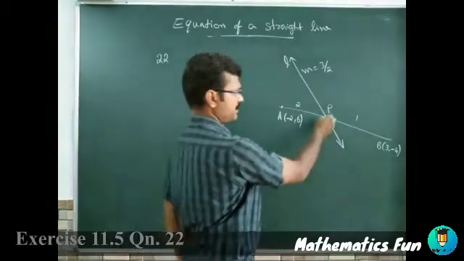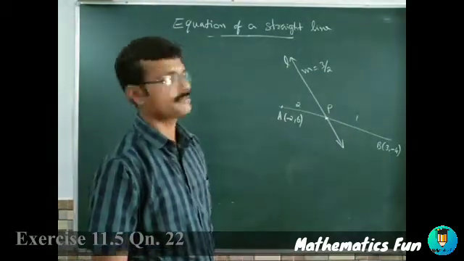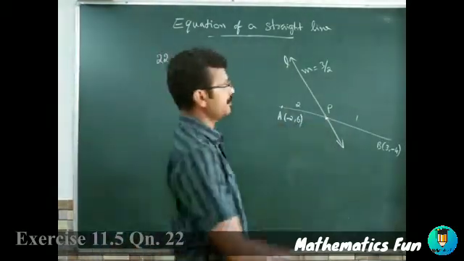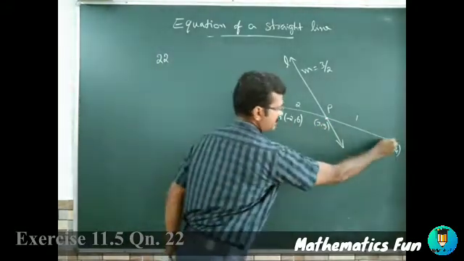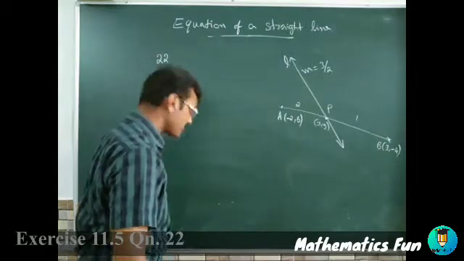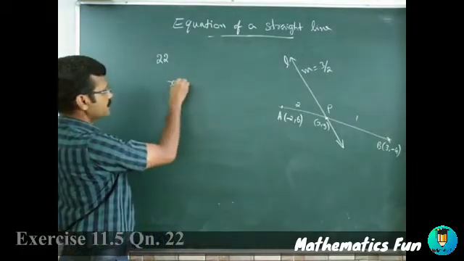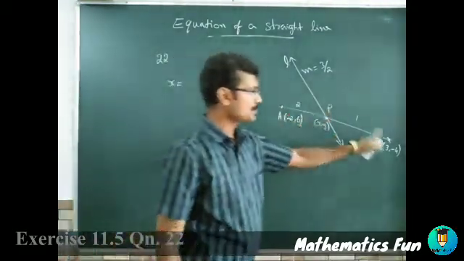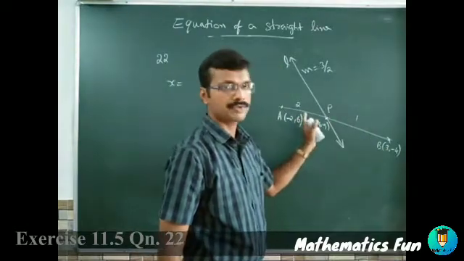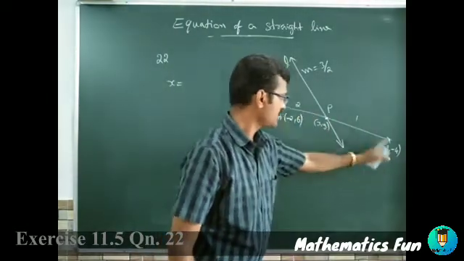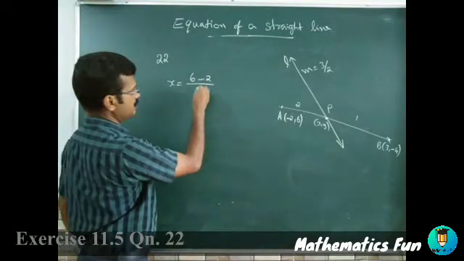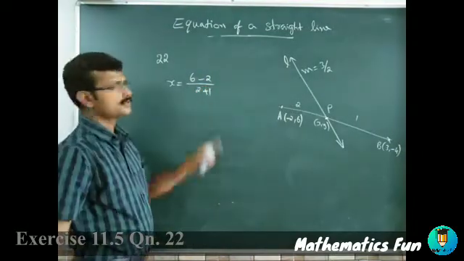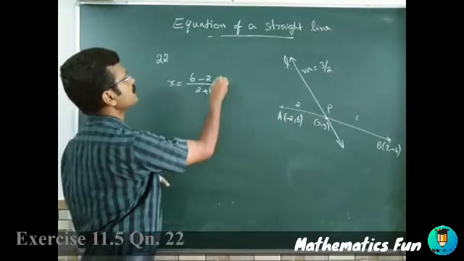So first of all, we can find this point by using the section formula. With the help of the section formula, we can find these coordinates. With the help of these line segments, I will apply the section formula. So x is equal to (m x2 plus n x1) by (m plus n): 2 into 3 is 6, 6 minus 2, divided by 2 plus 1. So it is coming 4 by 3.